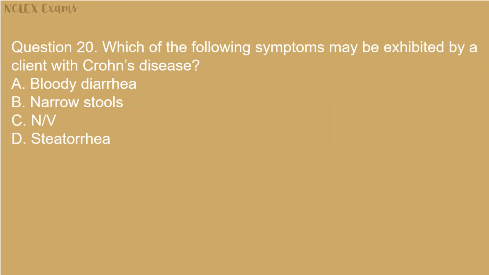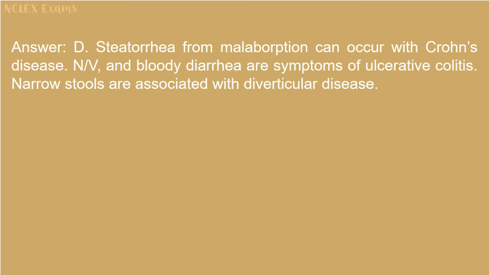Question 20. Which of the following symptoms may be exhibited by a client with Crohn's disease? A. Bloody diarrhea. B. Narrow stools. C. Fever. D. Steatorrhea. Answer D. Steatorrhea from malabsorption can occur with Crohn's disease. Fever and bloody diarrhea are symptoms of ulcerative colitis. Narrow stools are associated with diverticular disease.